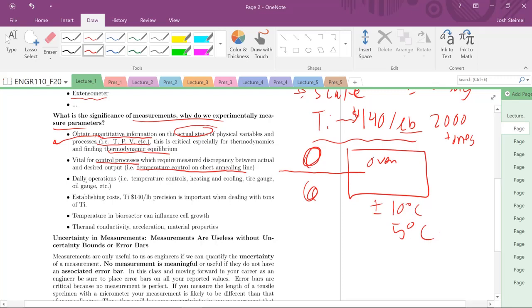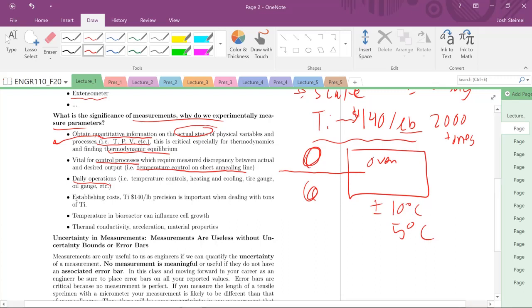Yeah, so control processes, daily operations, again, AC, it's really hot right now here in Stockton, especially with the fires. So I'm cooking, so I need better temperature control at lower amperes, by the way.